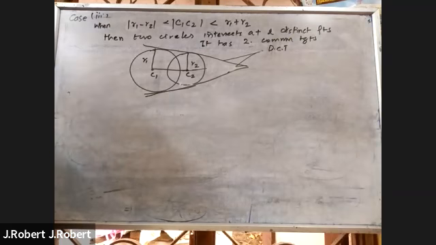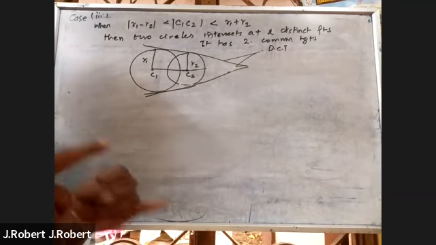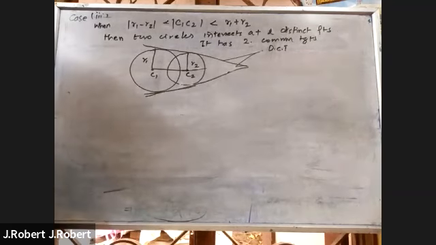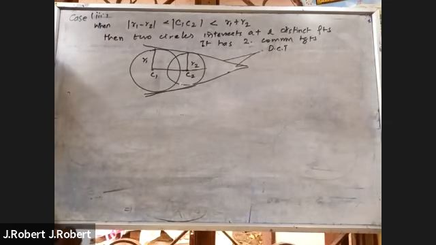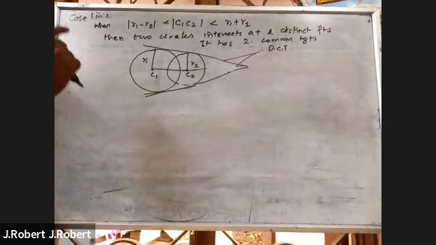Then the condition says modulus of c1 c2 is greater than r1 plus r2. It has four common tangents: two direct common tangents and two transverse common tangents. In the second case, when modulus of c1 c2 is equal to r1 plus r2, which is very important, the two circles touch externally, and then the number of common tangents is 3.